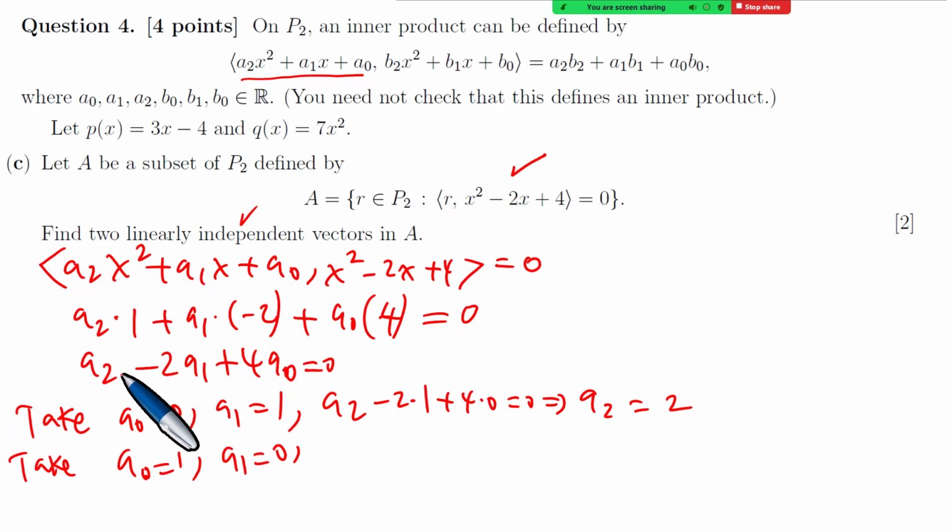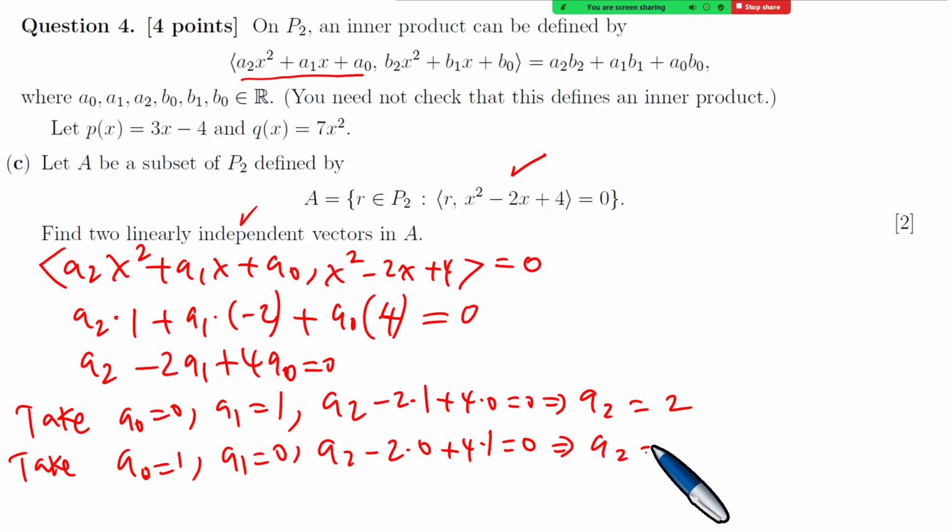So if this is the case, let's come here. A2 minus 2 times A1 is 0, and A0 is 1. A2 would be exactly what? It would be minus 4, because this by this is going to be 0, and then minus 4 is moved to the other side. Okay. Now, let us understand this.